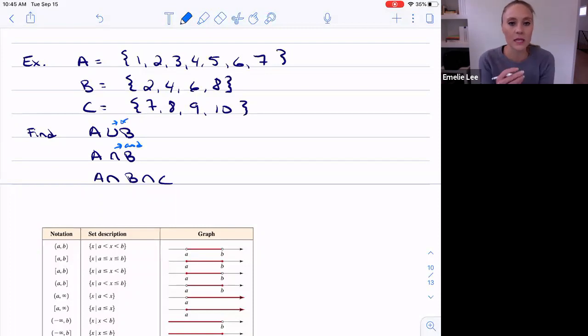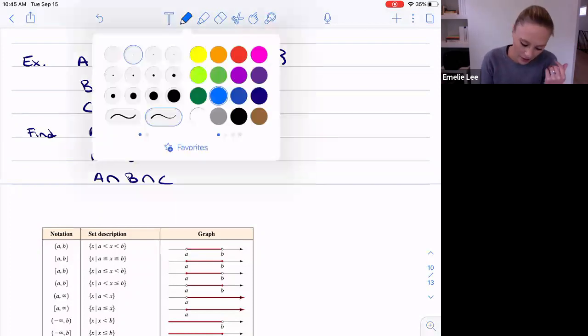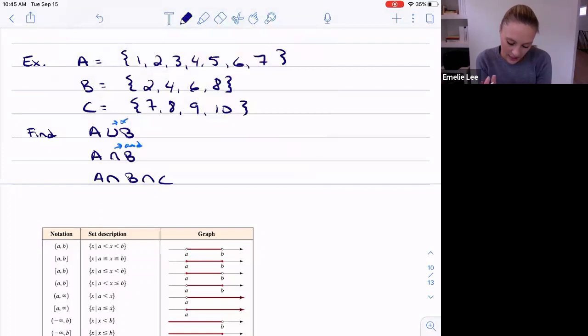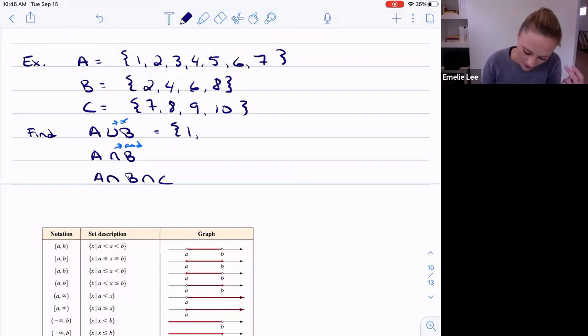If it has to be in A or B, then we're not picky. 1 is in A, so it goes in the set. 2 is in A and B, so it's definitely in the set, but we only list it once. 3 is in there, so we'll put that in our set. 4 is in there twice, so it's definitely in there. 5, 6 is in there twice, 7, and then the new one from B is 8.